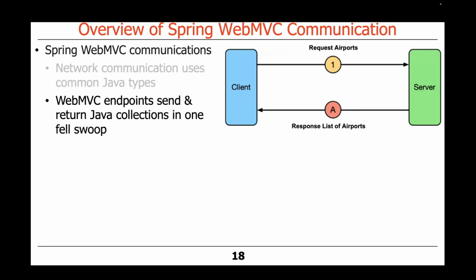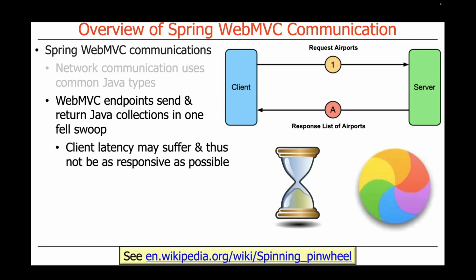With WebMVC, the endpoints will send and return these Java collections like lists in one fell swoop. So here you can see the client is making a request to the server to get the list of airports, and in response, it gets a list of airports back. And there are pros and cons to that approach. It's obviously very intuitive. It maps onto what you're accustomed to when you program Java in a co-located or standalone process ecosystem, but there's some downsides to it.